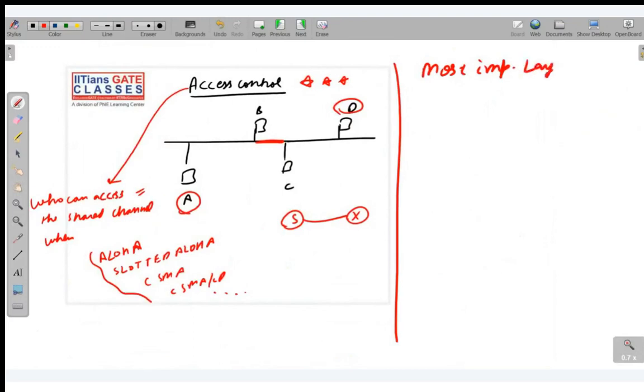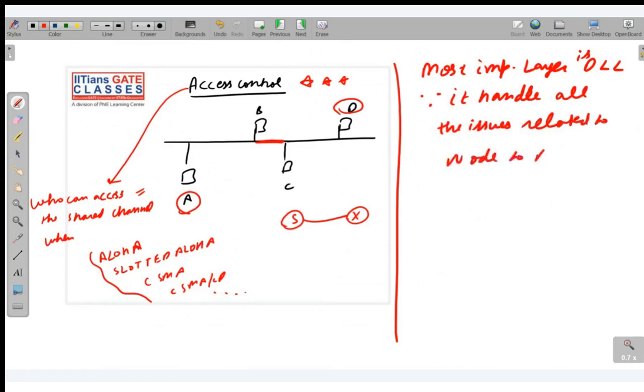The most important layer in networking is the data link layer, because it handles all the issues related to node to node delivery. Whatever problem you may think may occur, it will definitely be handled by the data link layer. So it is the most important layer, and many GATE questions have been asked from this layer. There are many protocols, like you have heard about the sliding window protocol, Go-Back-N and Selective Repeat. We will study all of them one by one. Don't worry about it. When this layer is completed, you can imagine more than 50% of computer networks is over.